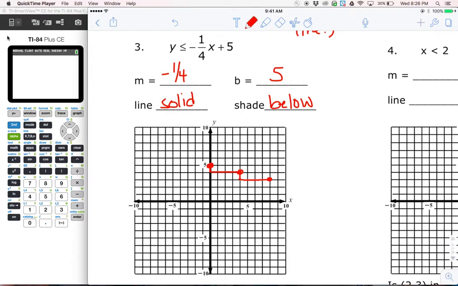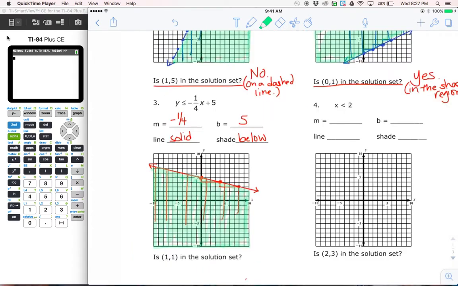I'm going to draw my solid line, which is a little easier for me with my technology here. All right, and I'm going to shade below this line. So from the line, go down. Anything on this side of the graph of the inequality is part of your solution set. So you need to shade everything under that line. Again, if you're not shading, you're doing it wrong. You have to shade for inequalities.